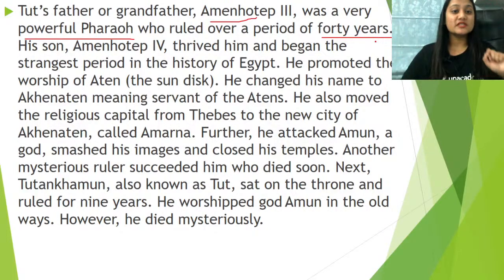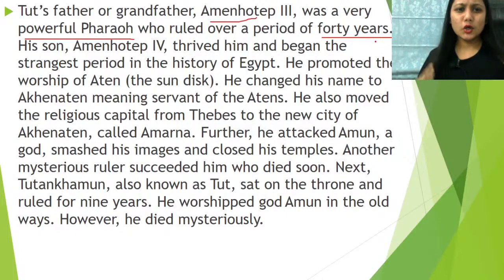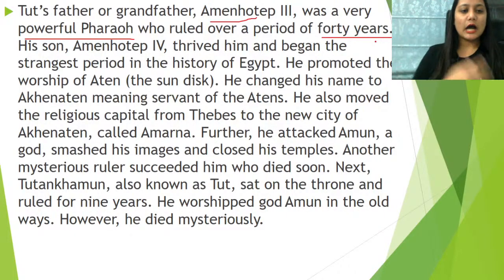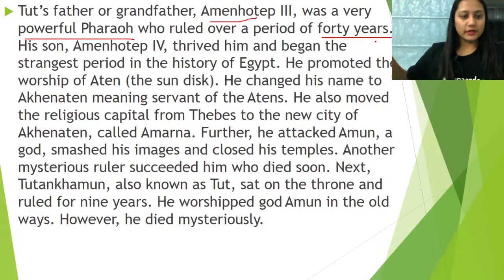His son, Amenhotep IV, or this particular son, you all know about the history of the Mughals, right? How we got Humayun, and then Akbar, and that is how the Mughals ruled. So then we have got the whole lineage, right? Every Mughal maybe was fine some way or the other, but the last one, Aurangzeb, actually killed the family name of the Mughals.